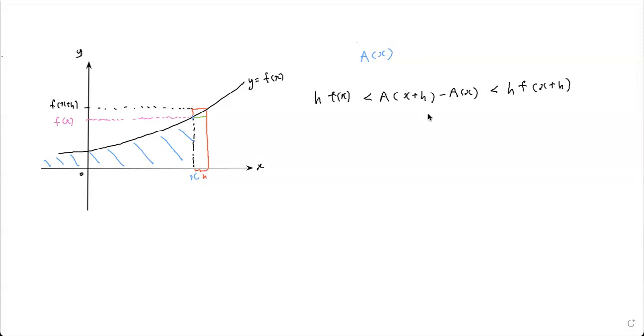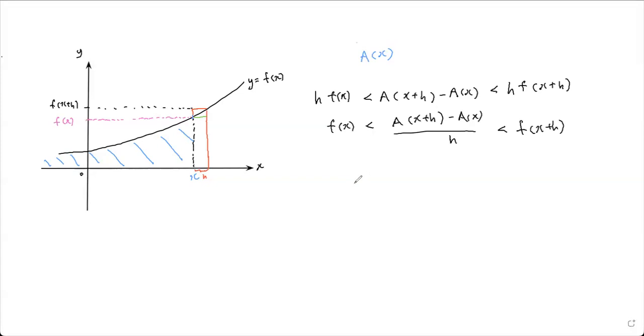All right, so now we have this nice inequality. I'm going to divide everything by h. So if you divide everything by h, f(x) is less than A(x + h) minus A(x) over h, and that is less than f(x + h). Okay, so let me write this nicely.